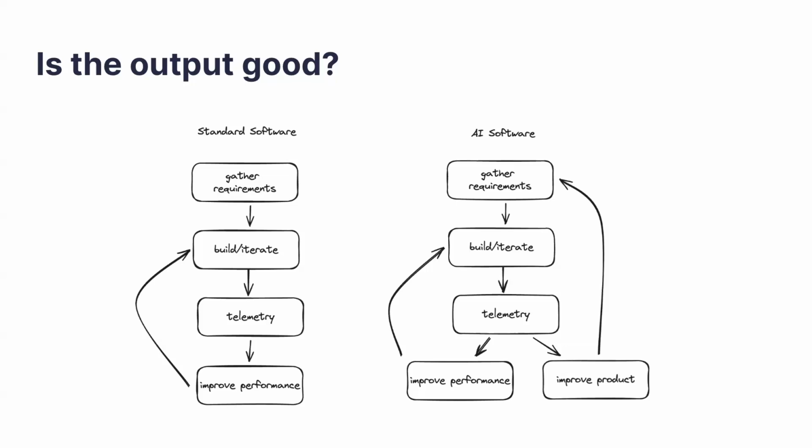In AI software, I want to say that there's one other feedback loop, right? So not only do you do that because you've got to make your thing faster, but also you'll gather requirements, build it, iterate, get telemetry, and use that telemetry itself to improve the product. So the opportunity here is that the telemetry can give you extra insight into the actual product itself, and sort of blurs that line between DevOps and product that I think has historically been pretty rigid.